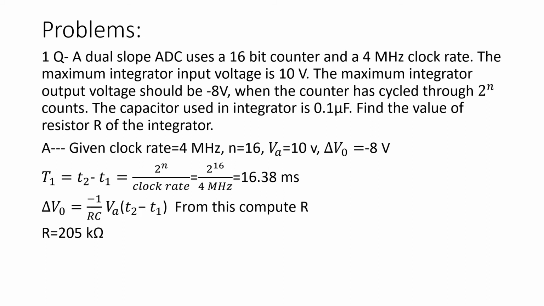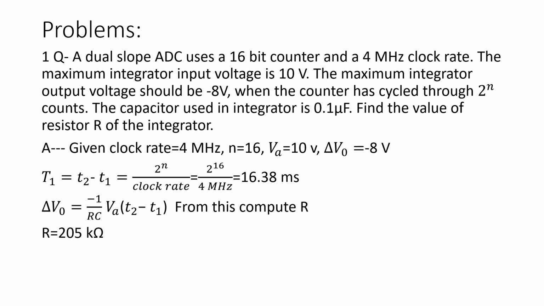Problem. This problem is a dual slope ADC uses a 16-bit counter, okay, with a 4 megahertz clock rate. So here the clock rate is given, 4 megahertz. The maximum integrated output is 10 volt. So VA is 10 volt. And the ADC has a 16-bit counter, so the number of pulses or bits is 16. N equals 16. Okay. The maximum integrated output should be minus 8. So del V0 is minus 8.